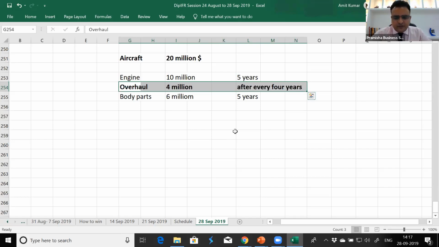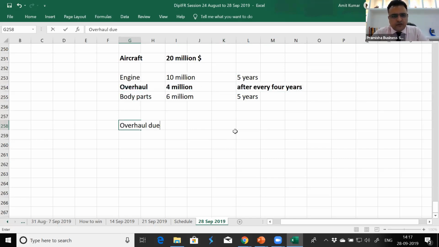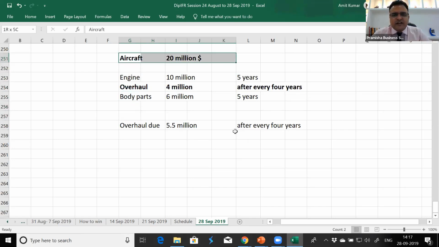And after 4 years, what will happen? There may be next overhaul due, and next overhaul due will incur again a cost. Suppose the cost of overhaul resulted in 5.5 million, and this will require another overhaul after 4 years. So we cannot create a provision today at the end of 4th year or at the beginning of 4th year that we'll have to spend 5.5 million, because this 20 million we spent when we purchased the aircraft.